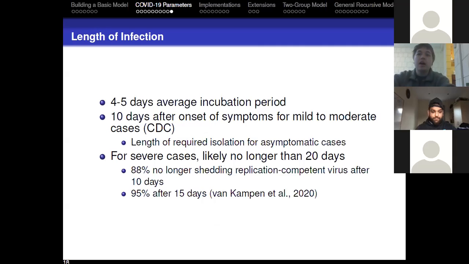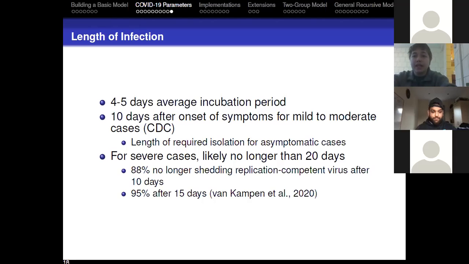And then the last main thing we want to think about when determining the model coefficients beta and mu is the length of infection, because that determines mu, how fast people are moving from the infected to the removed category. For COVID, the average incubation period is around 4 to 5 days, and that's basically the time to the start of symptoms.